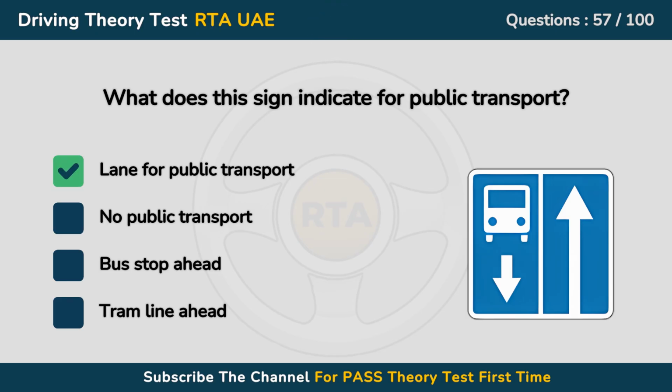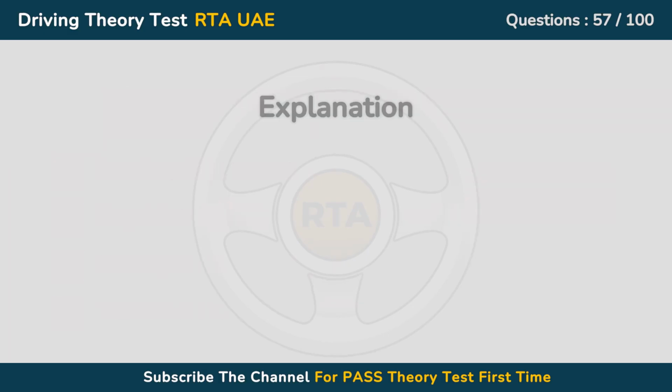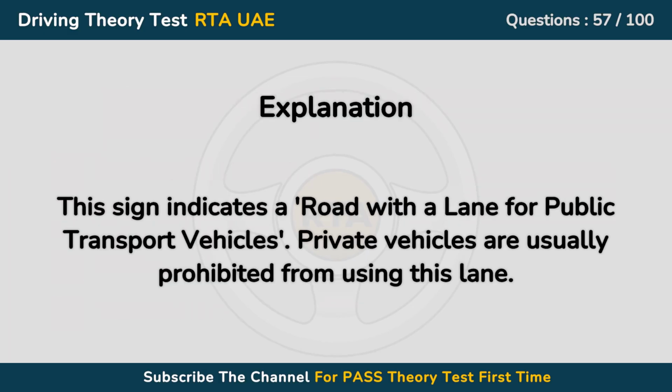Answer is A. Lane for public transport. This sign indicates a road with a lane for public transport vehicles. Private vehicles are usually prohibited from using this lane.